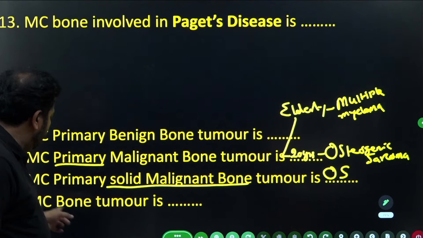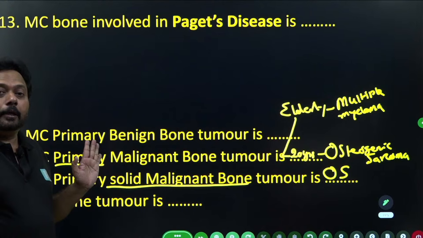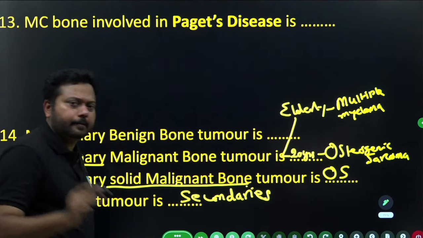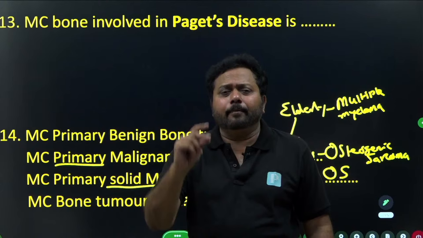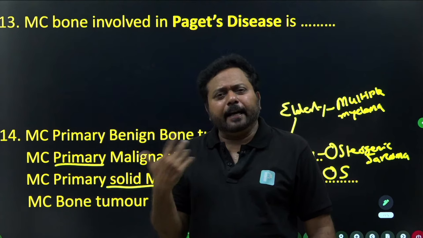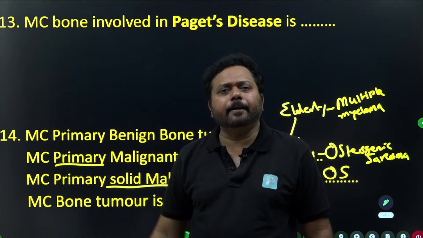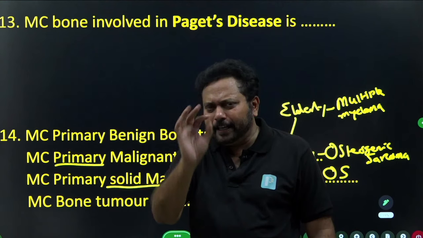Look at the last point. Most common bone tumors. If they ask generally a question like this, the answer is secondaries. I repeat once again, dear friends: always, at any given time, most common bone tumors are secondaries. Primaries are rare. Secondaries mostly occur from breast in the case of females, and prostate and lung in males. Osteoblastic secondaries. Most common bone tumor is always secondaries. If they want to ask primary, they should use the word primary.